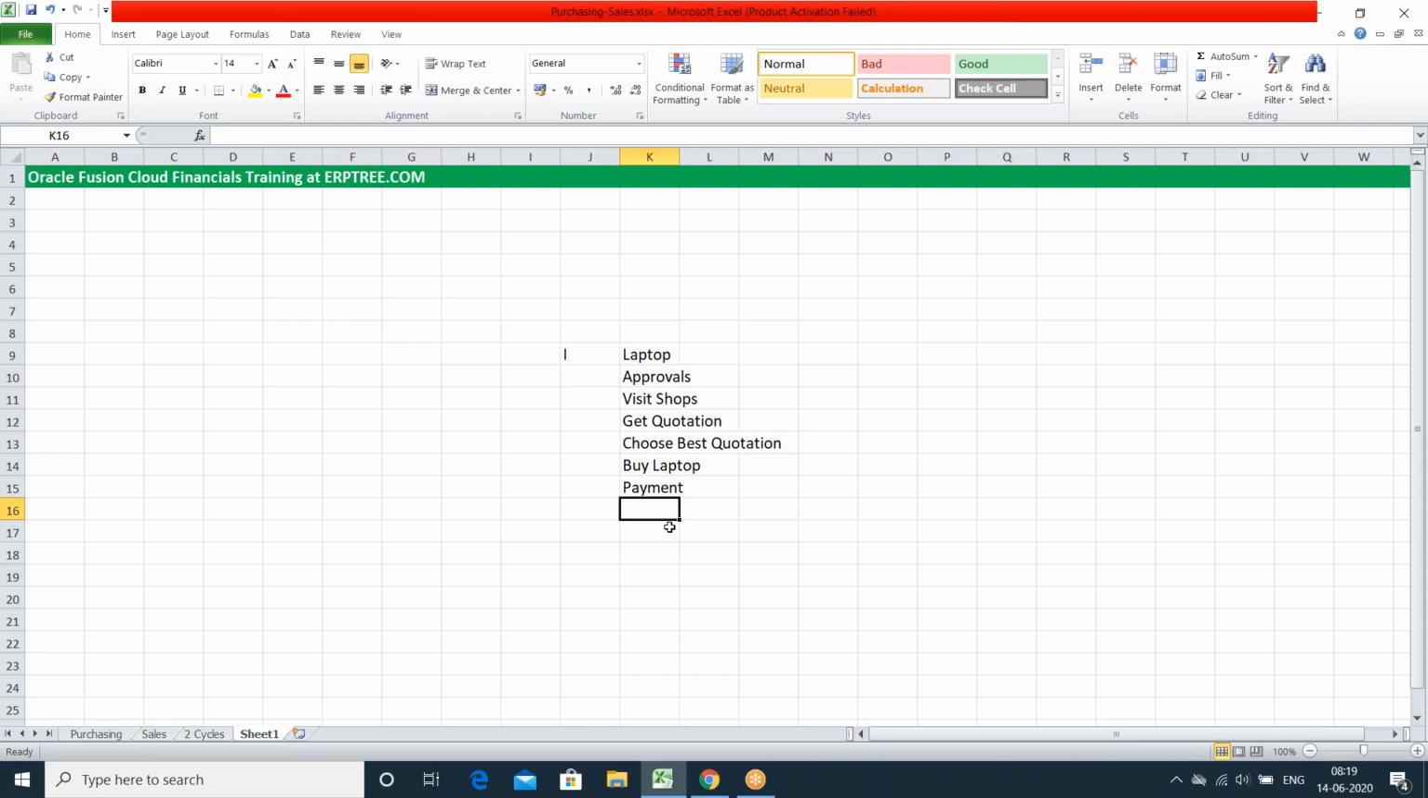If you are going to learn financials applications or SCM, supply chain applications, you should understand these purchasing and sales processes thoroughly. If you are going to learn HCM, human capital management, or projects or other different applications, you need not focus on this. You may learn finance or SCM applications. You should be very comfortable with these two processes, sales and purchase.